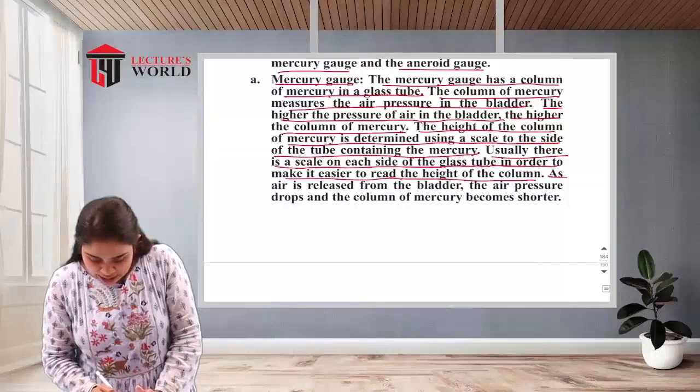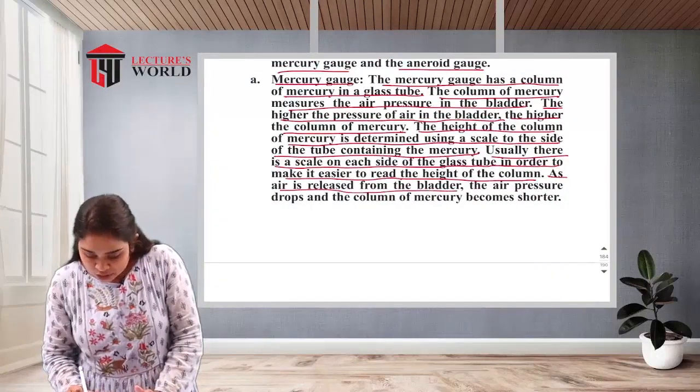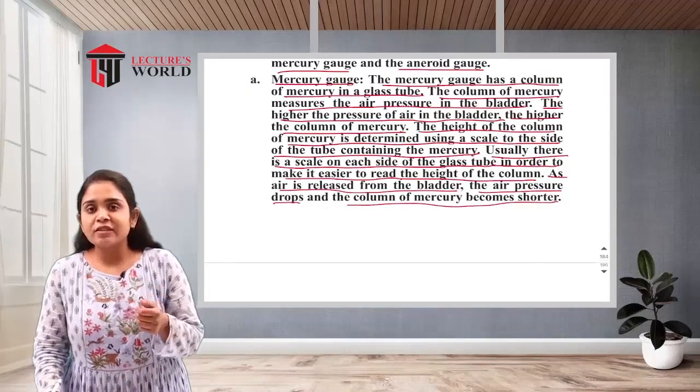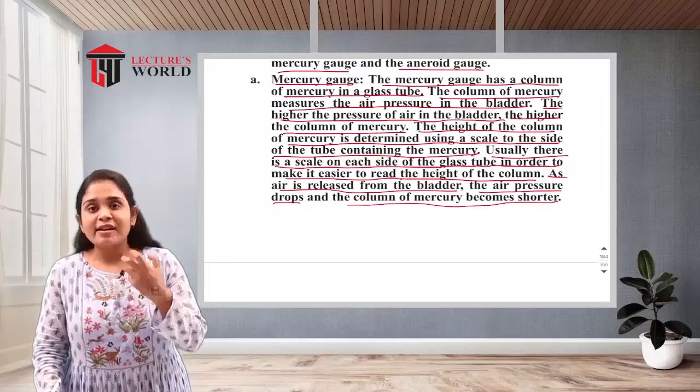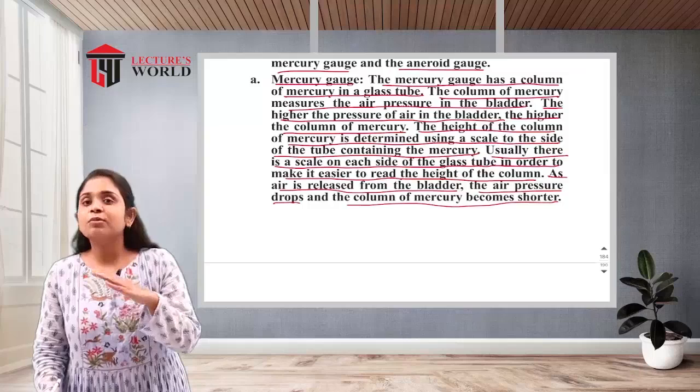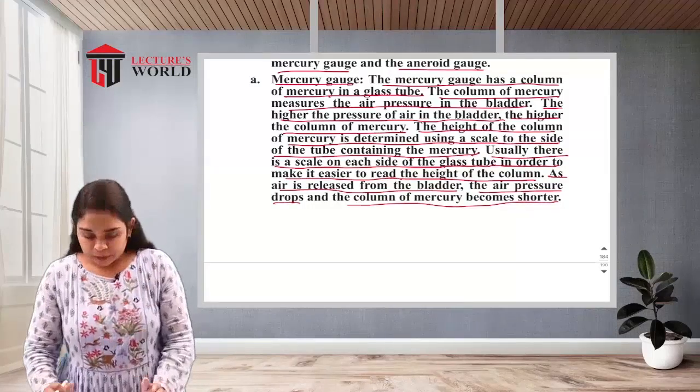So as the air is released from the bladder, the air pressure drops and the column of mercury becomes shorter. If you are releasing the valve, air will be escaping from the BP cuff, and so the column of mercury is also going to drop down.